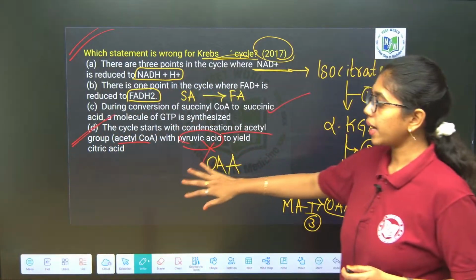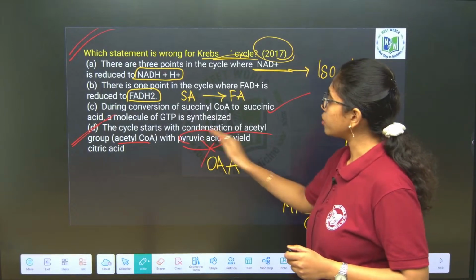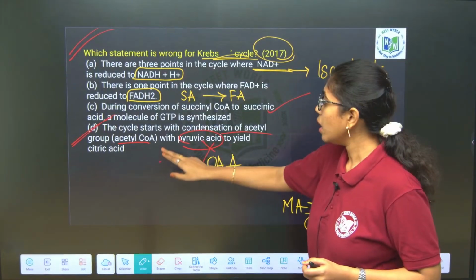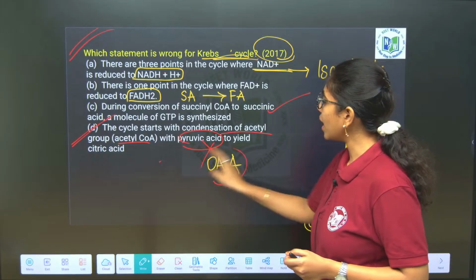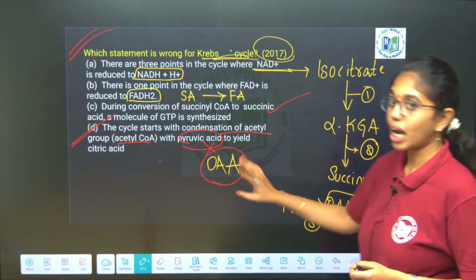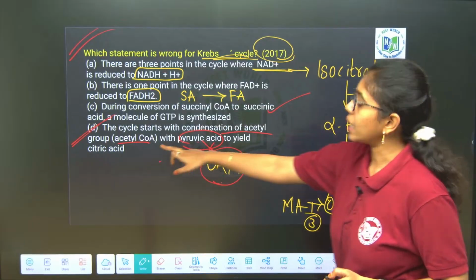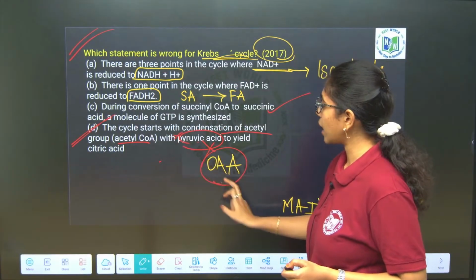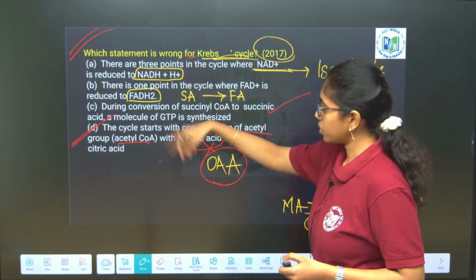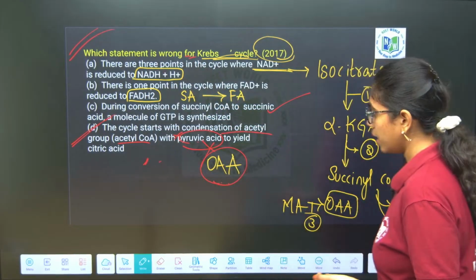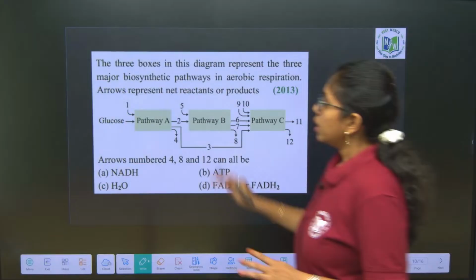Option D is correct because the cycle starts with condensation of acetyl-CoA with oxaloacetic acid. OA is the starter for the reaction, not pyruvic acid. Pyruvic acid turns to acetyl-CoA. Here it is not pyruvic acid, it is OA. That is why the wrong statement is option D.